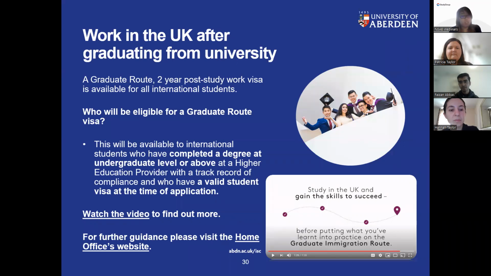Now, students who finish and graduate from the University of Aberdeen will be eligible for this visa called the Graduate Route Visa. So basically it allows you to work in the UK for 2 years. It's a 2 years post-study work visa.